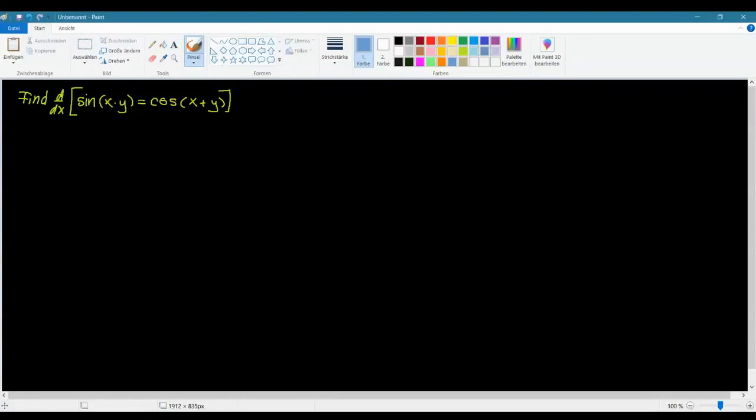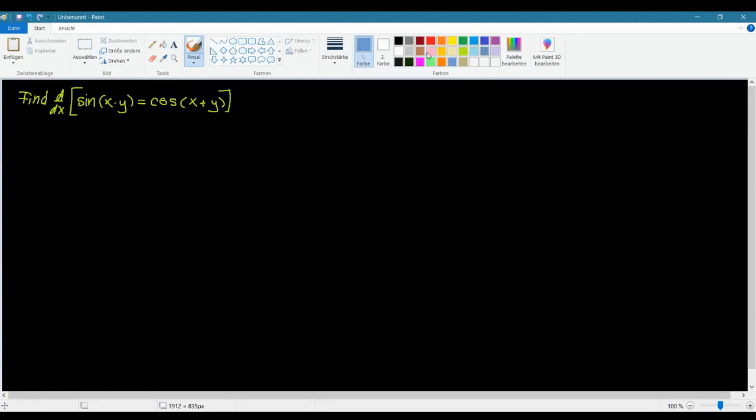Okay, today we're going to practice our implicit differentiation again. And we're going to differentiate sine x times y equals cosine x plus y. And let's remember that this isn't sine times x times y or cosine times x plus y.